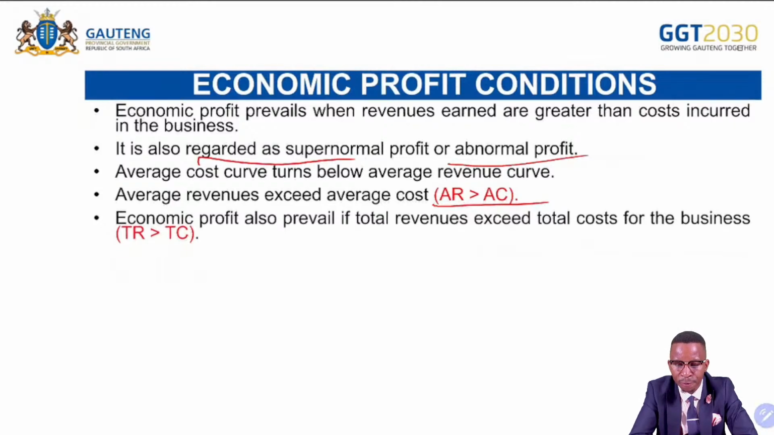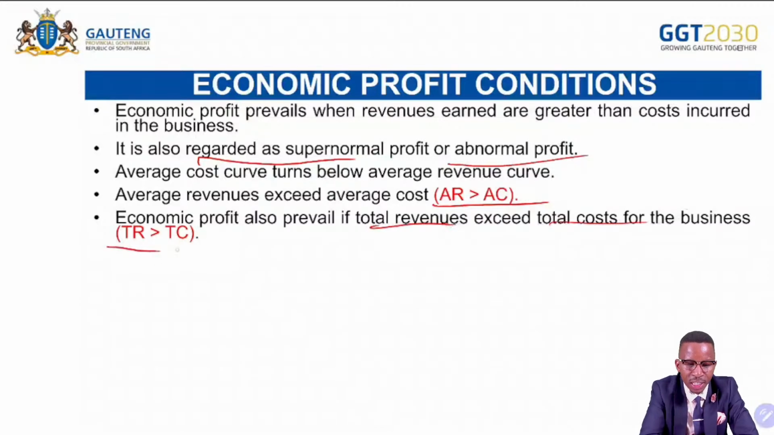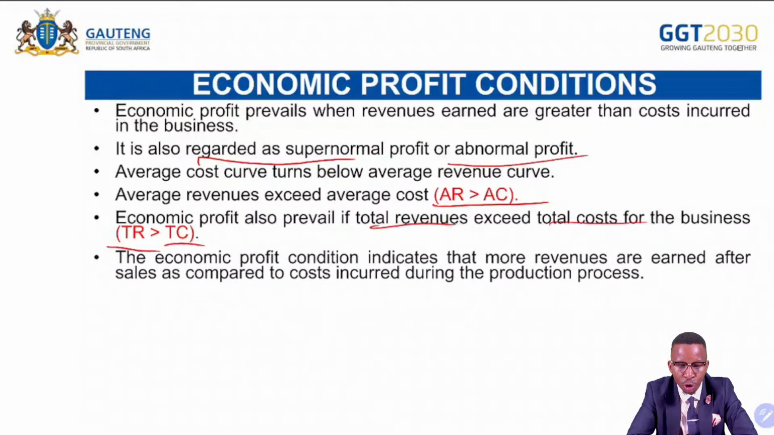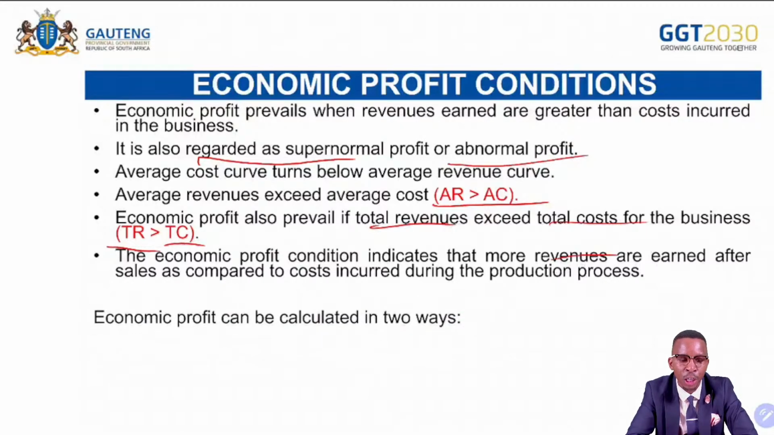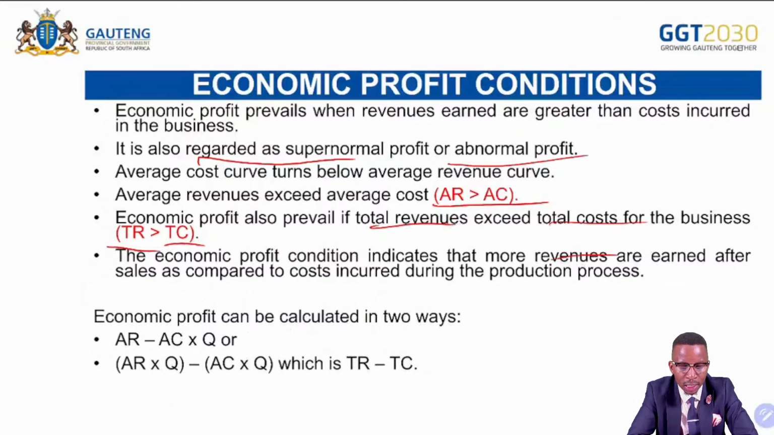Economic profit also prevails if total revenues exceed total costs incurred in the business. That means TR will be more than TC. The economic profit condition indicates that more revenues are earned after sales as compared to the cost incurred during the production process. So the money received after sales is more than the money spent in production. Economic profit can be calculated in two ways: profit equals AR minus AC times Q, or profit equals AR times Q, minus AC times Q, which is TR minus TC.